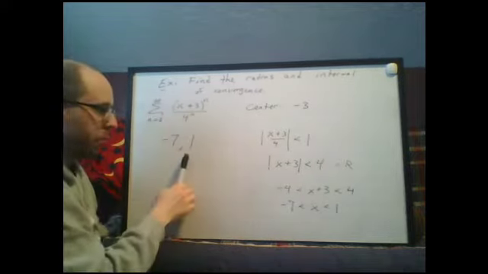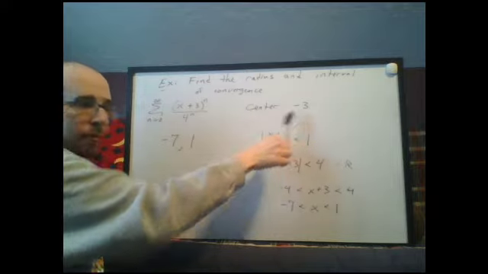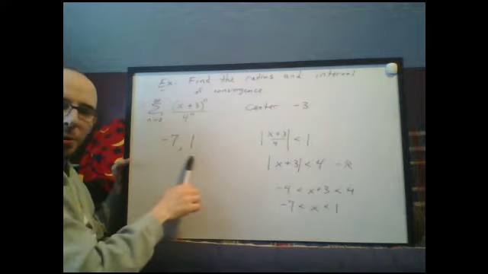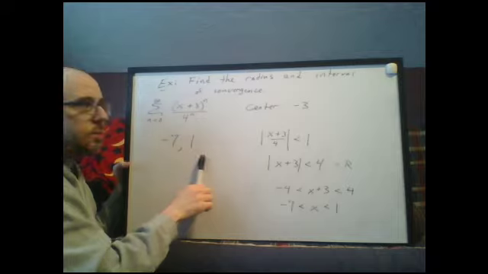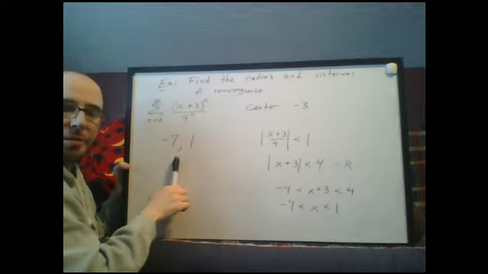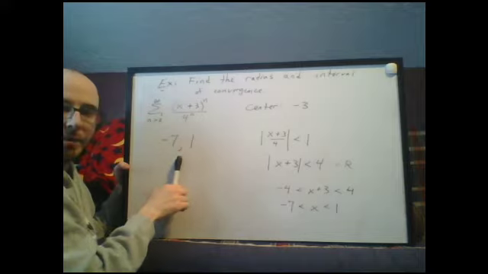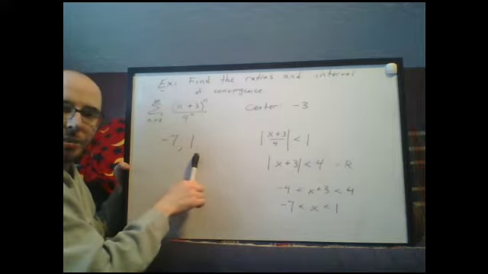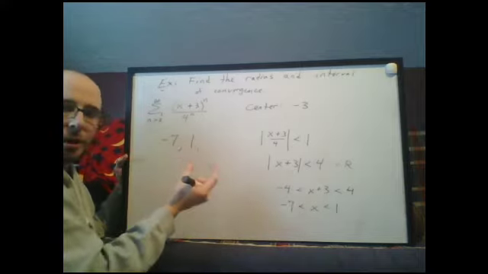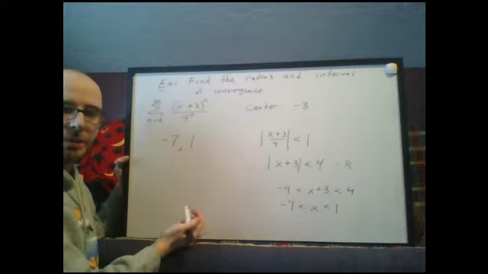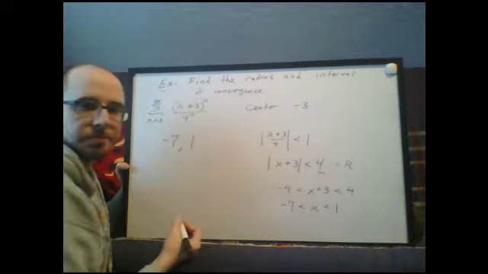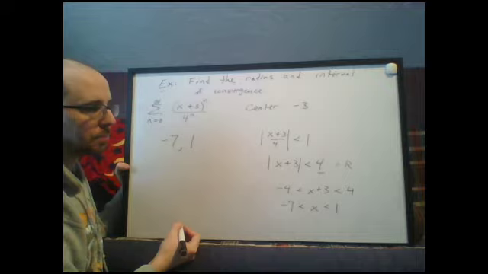And right in the middle of that interval is negative 3. There's a total distance of 8 between these two x values. Halfway through it, I'd add 4 to negative 7, and that gives me negative 3. I add 4 again to get to 1. So 4 is half the size of this interval. So that's the radius.